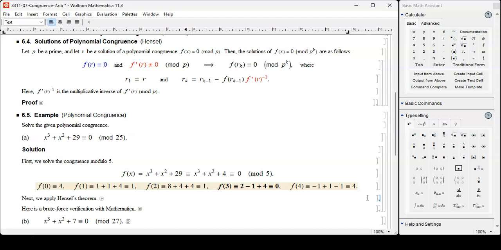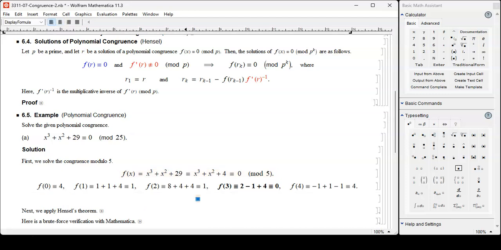Okay, what's f prime of r? Well, just take the derivative. Here 29 is reduced to 4 modulo 25. No, excuse me, 29 is reduced to 4 modulo 5, but mod 25, that too is just 5. But anyway, it doesn't matter. The constant term will disappear if you take the derivative. What's going to be the derivative? f prime of x is 3x squared plus 2x, right?